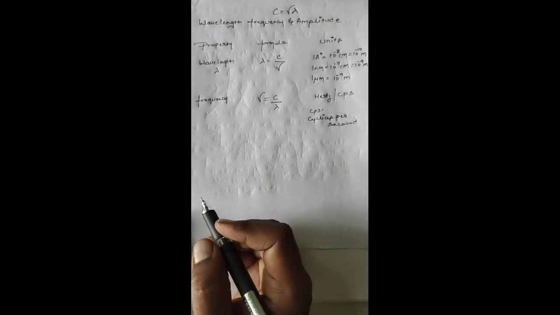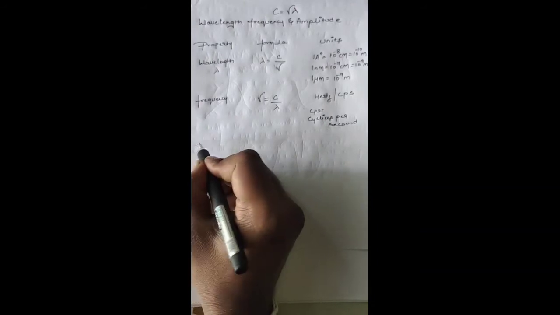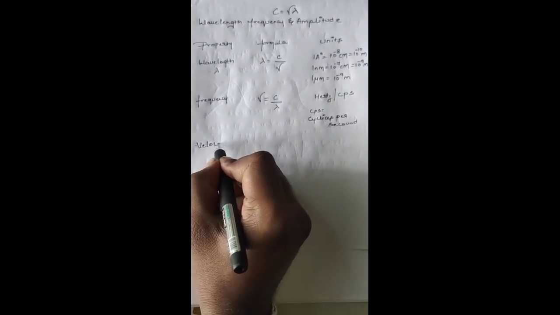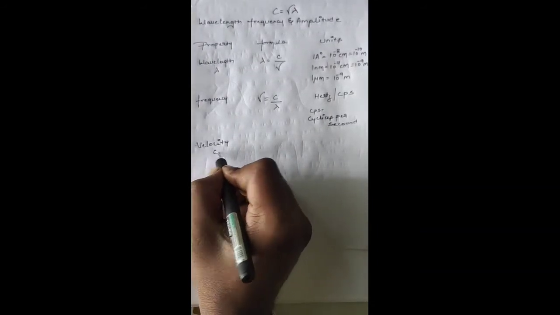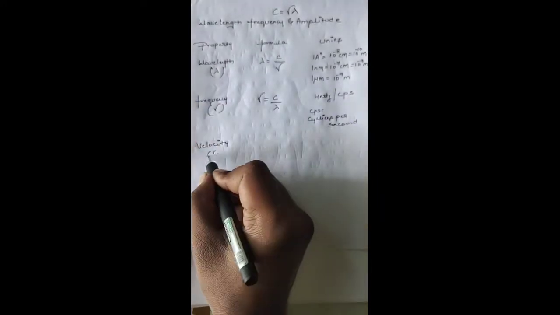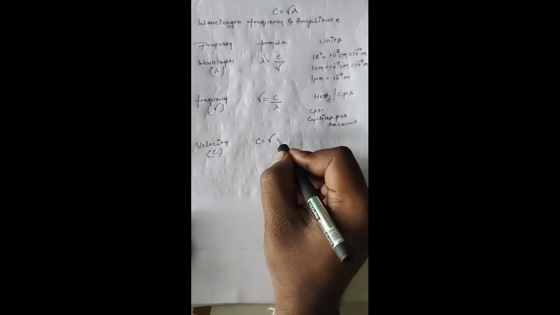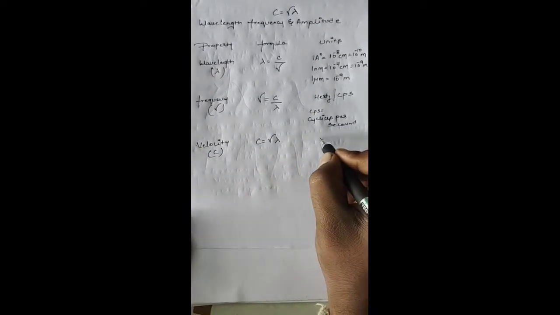Okay. Next another one is there, velocity. Velocity is denoted as c, frequency is nu. To find out c, c is equal to nu times lambda. It is measured in meter per second or centimeter per second.